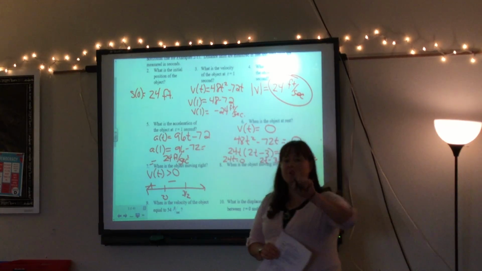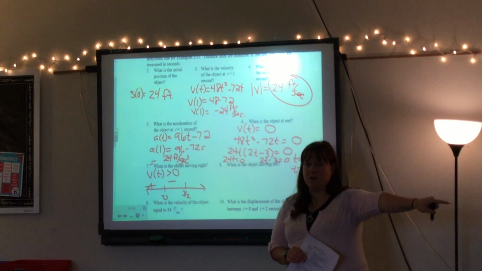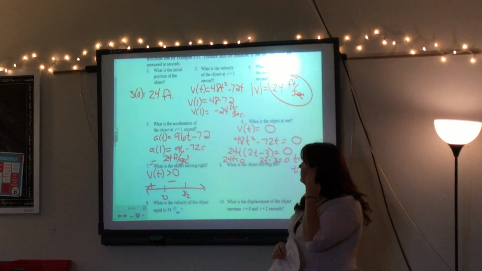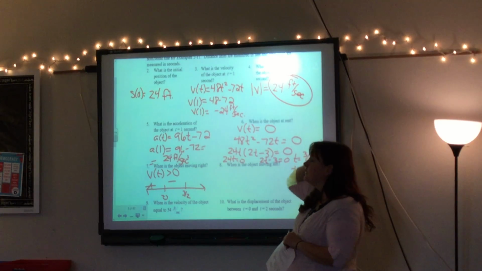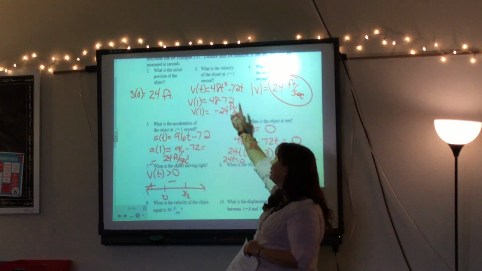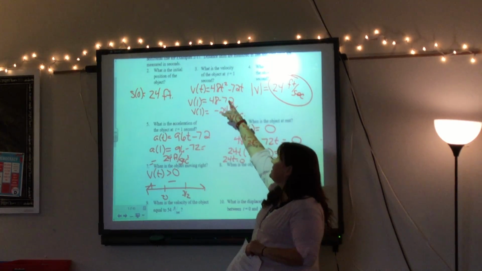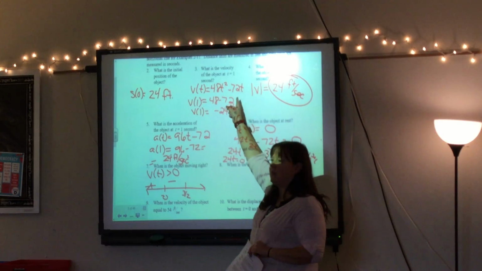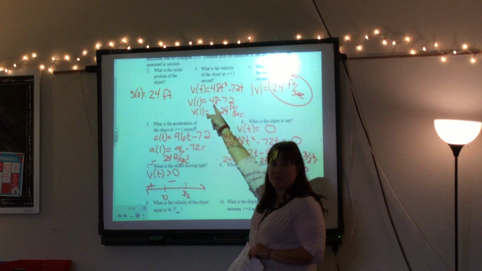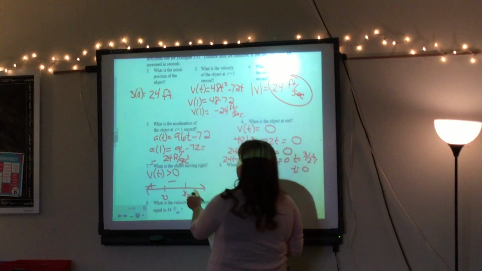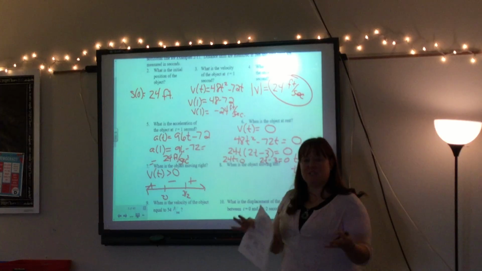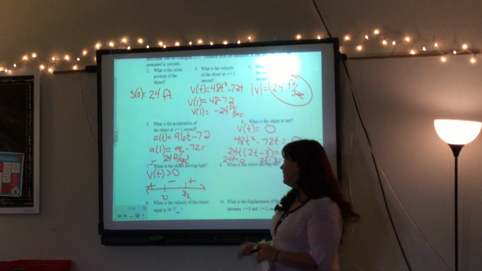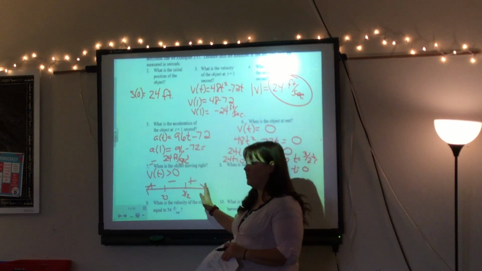When we put a number bigger than 3/2 in, which way are we going? Positive. Positive, because if we put a value bigger than 3/2, then the 48 becomes bigger, and now we have a positive value. Okay? So at what point is the velocity positive? Greater than 3/2 or less than 0.